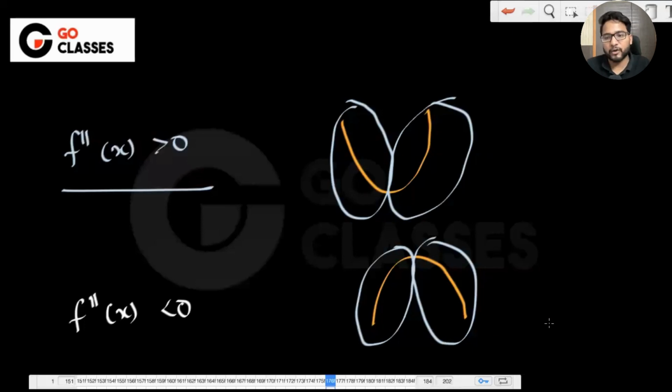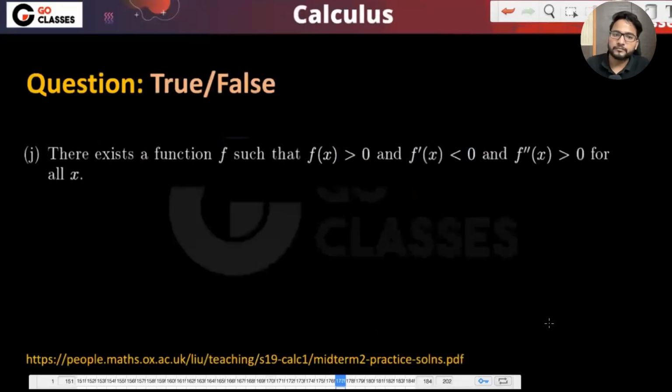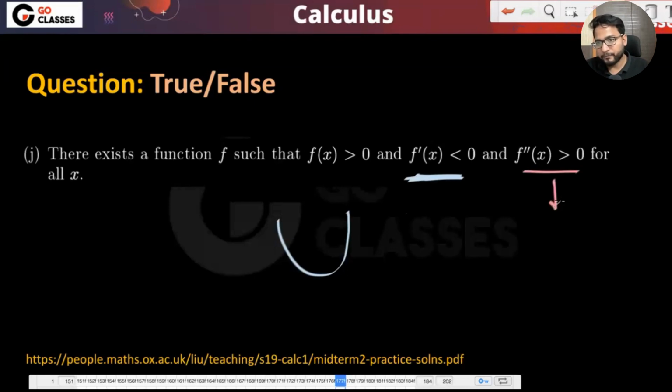Right? Now let's see a few examples, maybe it will be more clear. So let's see this question. We are saying there exists a function where f double dash x is greater than 0, which means it is concave up, and f dash x is less than 0, which means the function is decreasing. So which area are you talking about? They are asking, can this exist, that f double dash x is greater than 0 and f dash x is less than 0, which means the function is decreasing and concave up.